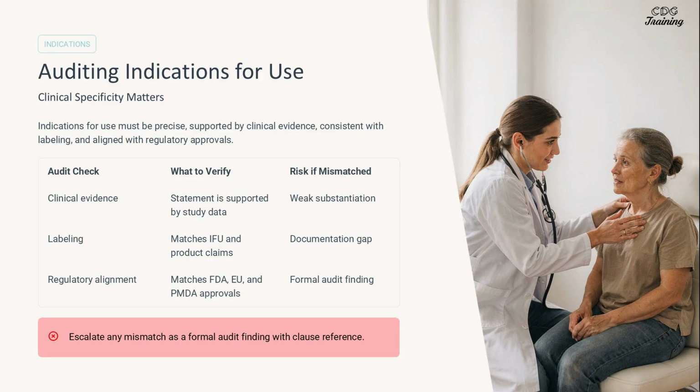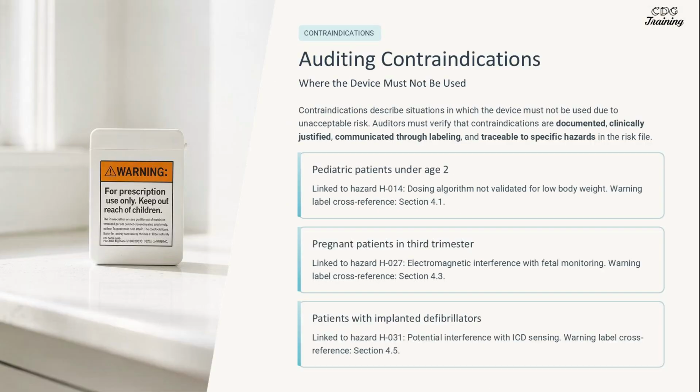Indications must be precise and supported by clinical evidence, consistent with labeling, and aligned with regulatory approvals. Any mismatch can lead to formal audit findings. Contraindications define where a device must not be used. They must be documented, justified, and traceable to specific hazards in the risk file.